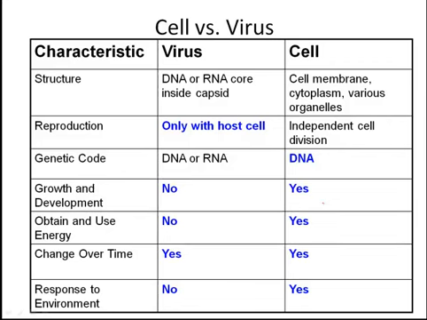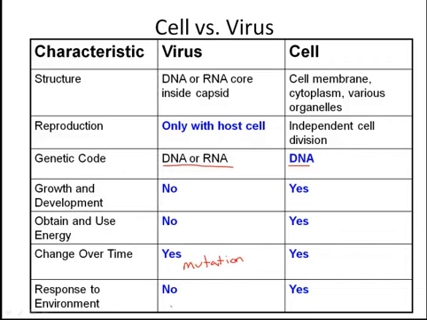So we can compare cells and viruses. So viruses have DNA or RNA, okay, inside a capsid. So the genetic code is similar, okay, but they can reproduce only with a host cell, whereas cells themselves can do independent reproduction. They cannot grow and develop. They cannot obtain and use energy like cells can. They do have the ability to change over time. Because they have DNA and RNA, they are able to undergo mutation, and mutation can lead them to evolution. That's why it can be really hard to fight some viruses.